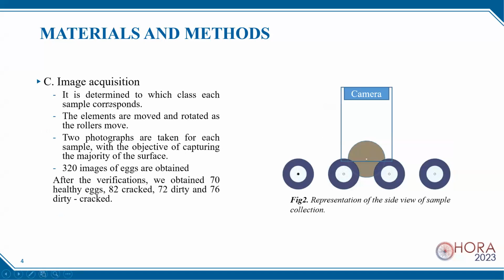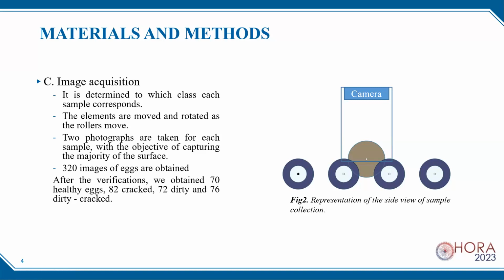In the materials and methods, for image acquisition, it is determined to which class each sample corresponds. The elements are moved and rotated as the rollers move. Two photographs are taken for each sample with the objective of capturing the majority of the surface, since there are areas that present variable characteristics, some of which are cracked or dirty and others that are healthy.